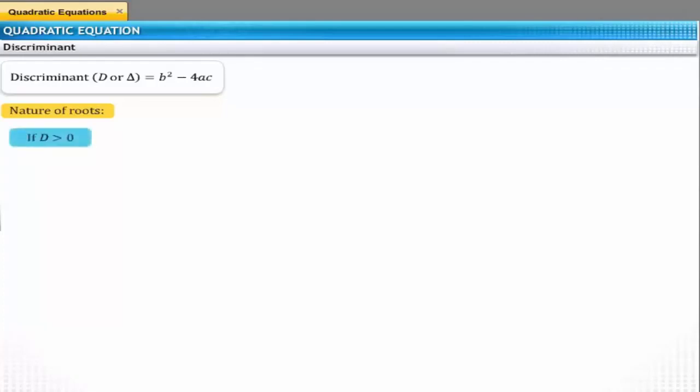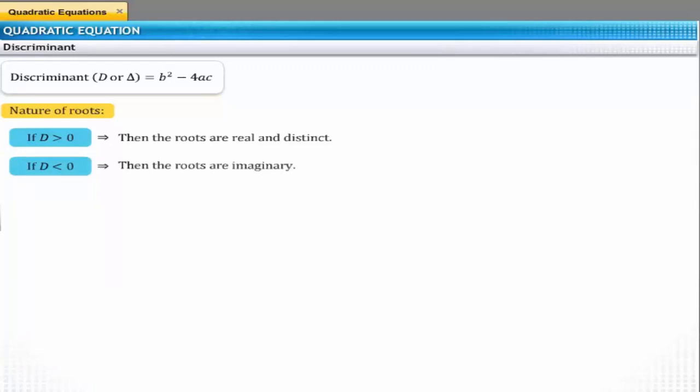If d is greater than 0, then the roots are real and distinct or unequal. If d is less than 0, then the roots are imaginary. If d is equal to 0, then the roots are real and equal. For example, let's consider the roots for the equation x squared plus 26x minus 120 is equal to 0.